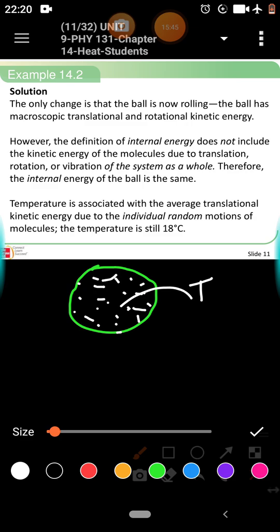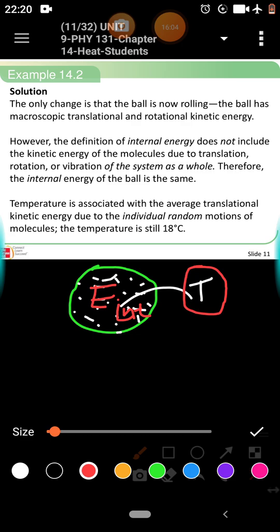And then, since there is no change in E, there's no change in E int, let's call it E int, the internal energy. So there will be no change in the temperature. So thus there will be no change in the temperature.